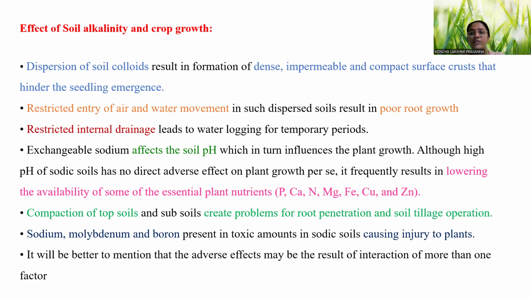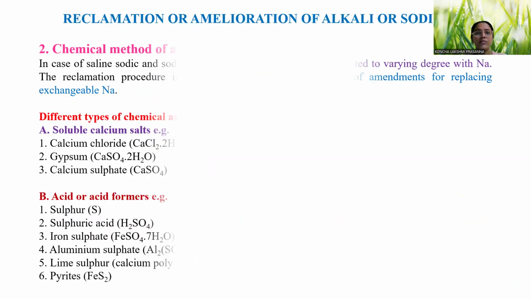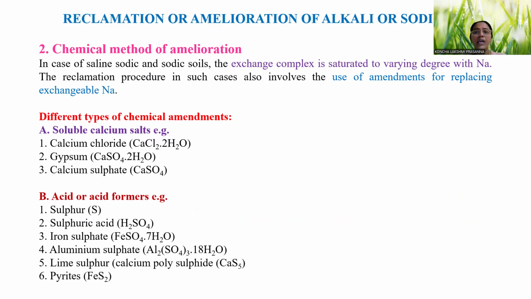So these are the effects of soil alkalinity on crop growth. Chemical amelioration, in the case of saline sodic soils or sodic soils, involves an exchange complex saturated with various degrees of sodium. The sodium is present on the exchange complex of the clay or on the soil colloids. As the sodium is loosely bound on the exchange complex of clay, it is causing severe problems, like severely damaged crop growth.